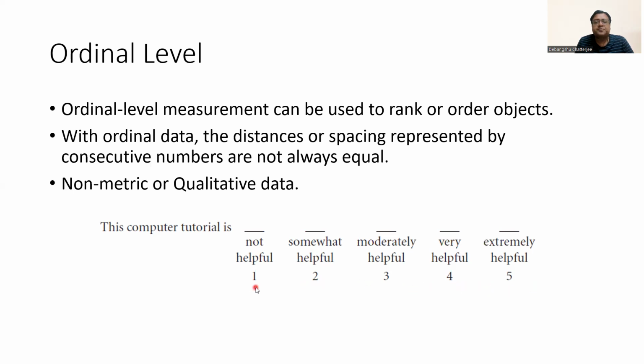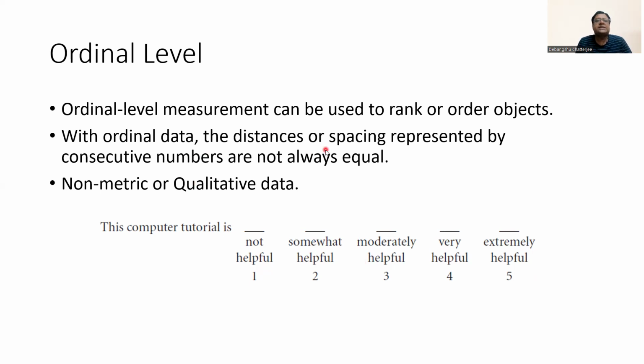Now we can say here there is a natural ranking. 1 is the lowest, that is not helpful. 2 is somewhat helpful, moderately helpful 3, very helpful 4. So there is a natural gradation. So then we call this ordinal level data.